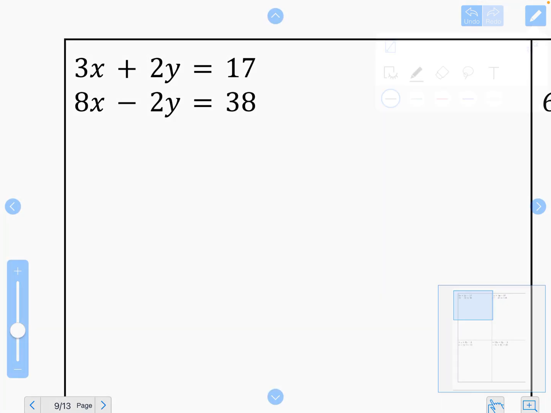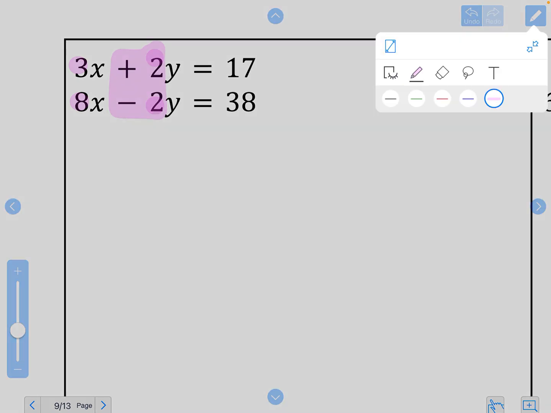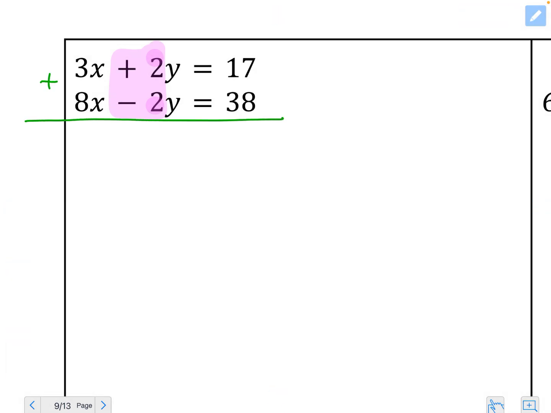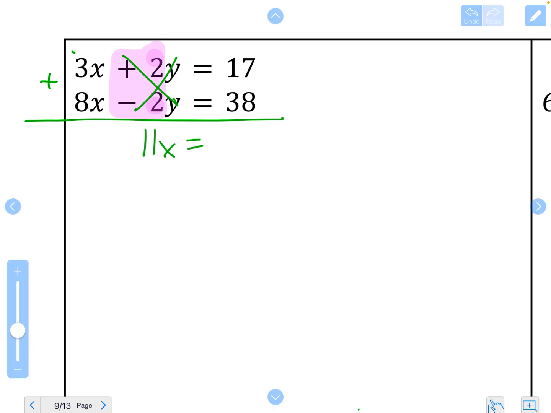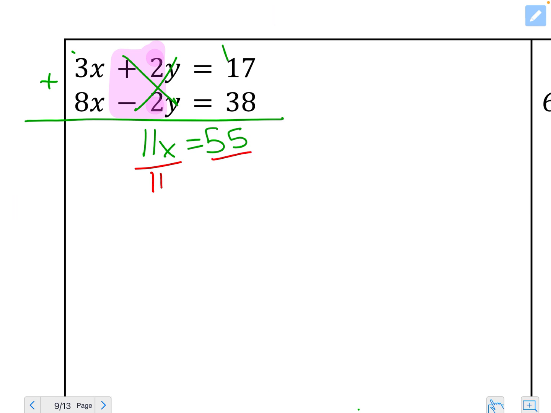All right, so we're looking at our x's. I notice that our x's are not the same number, but my y's are the same number. One is positive and one is negative. So now we want to add them together. We're going to cross those out right there. 8 plus 3 is 11x. And 55. So now we need to divide by the number in front of x. And x equals 5.